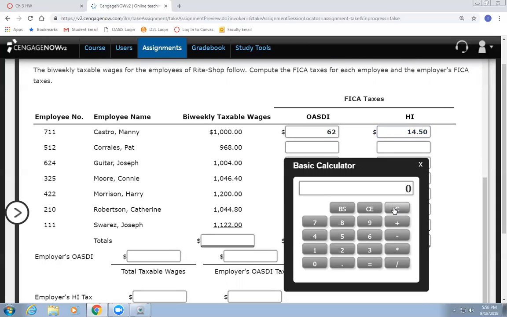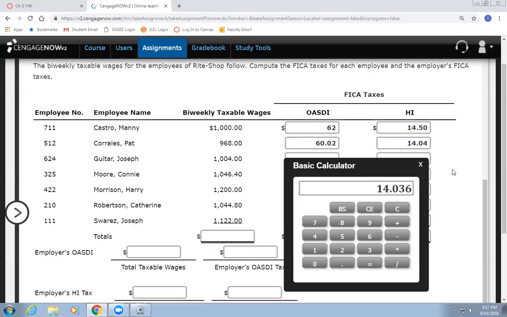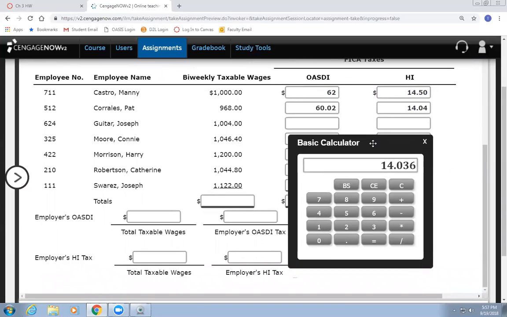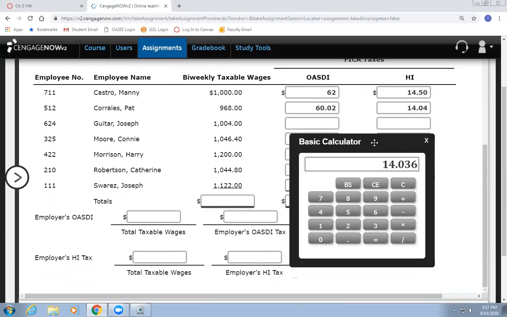Okay, so we're just truly going to go down and calculate all of these. For Pat, $968 of wages times 6.2%, rounded, should be $60.02. And for the Medicare, we take 1.45%, and you should get $14.04. So we'll just continue on. I know it's a little tedious on some of this. Payroll calculating is sometimes just tedious.